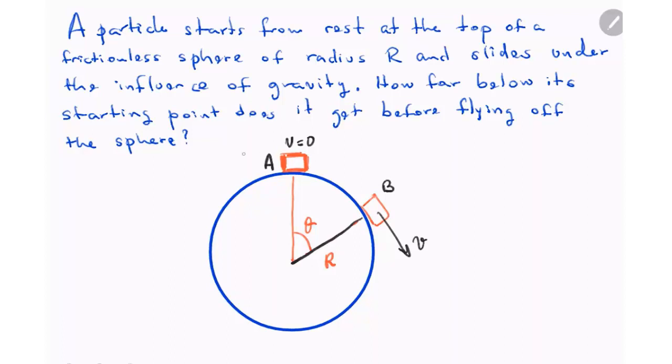So it starts moving from the point A and moves to the point B. The friction between the sphere and the particle is zero. So what forces are acting on the particle at the point B? If we draw a free body diagram for the particle just at that point, we will have this.